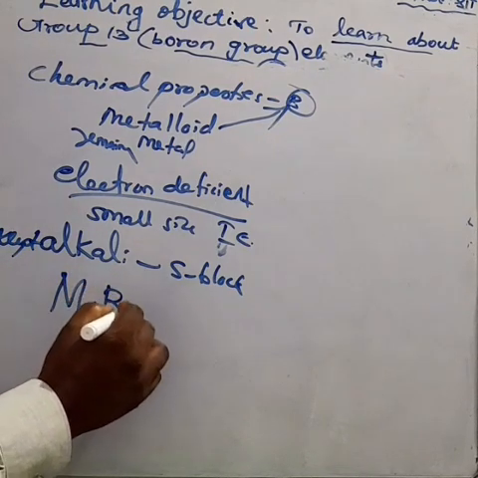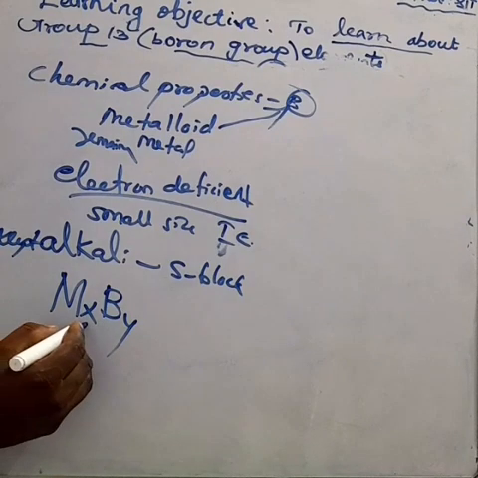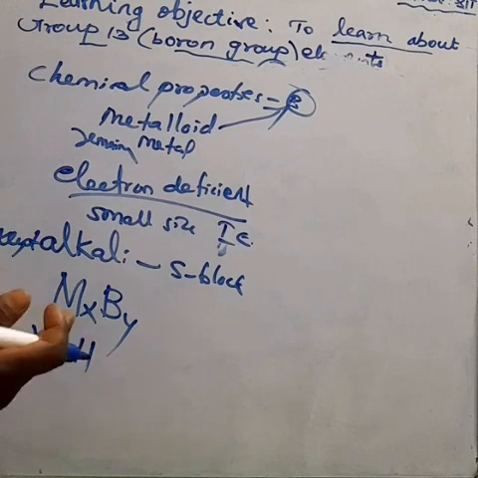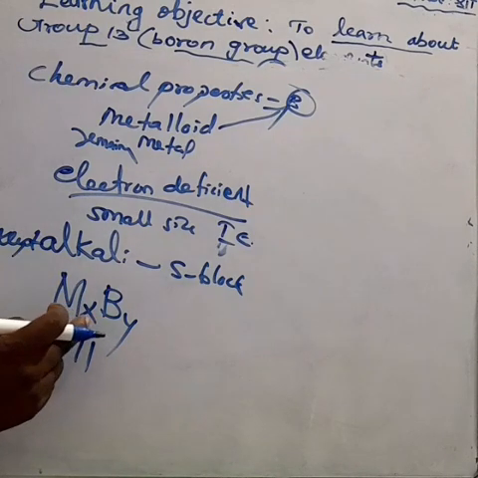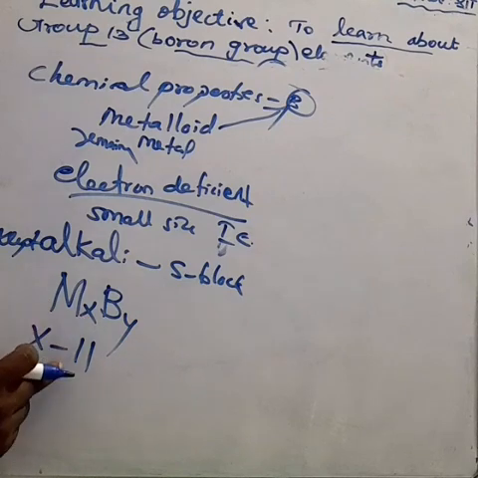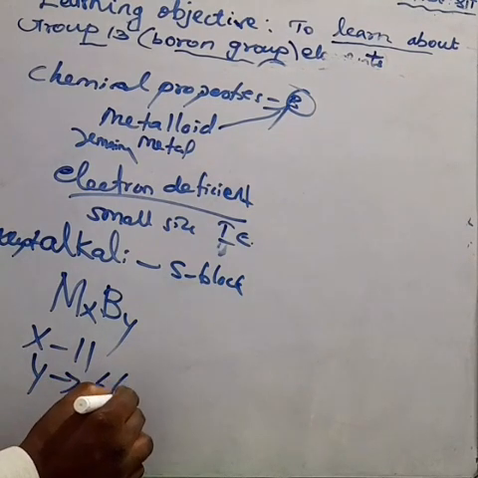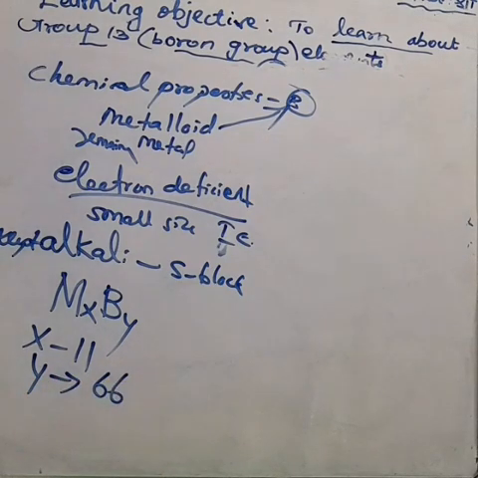What is about the X? X here ranging up to 11. We can do maximum number of X means 11, M11. X means here maximum we can use up to 11 value. And what about the Y? Y means 1 to 66, or it may be higher. That is about the formation of metal borides.